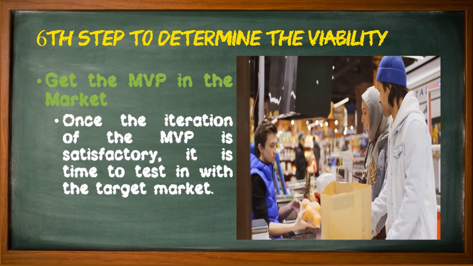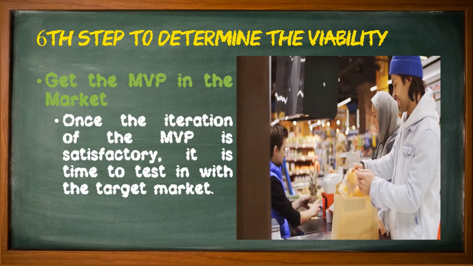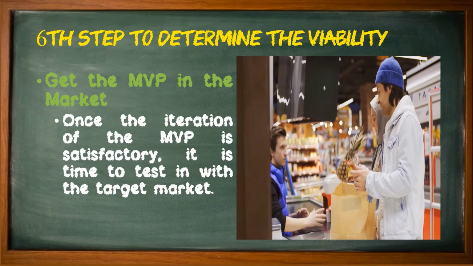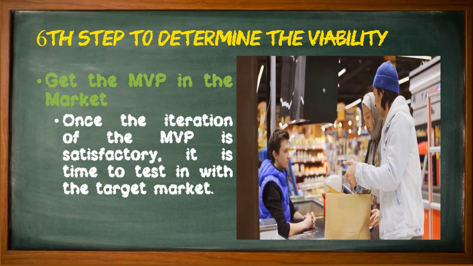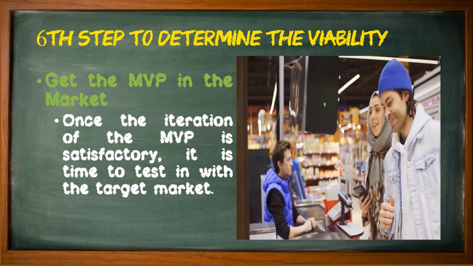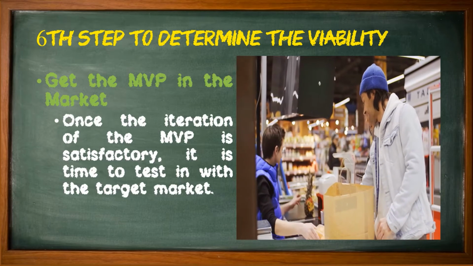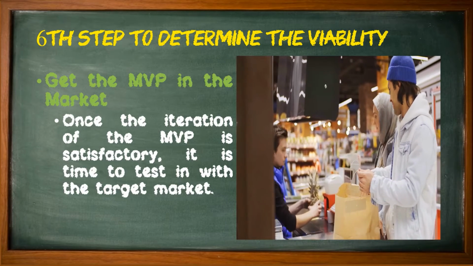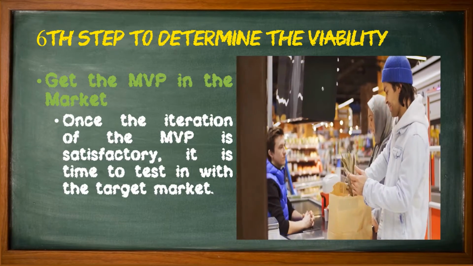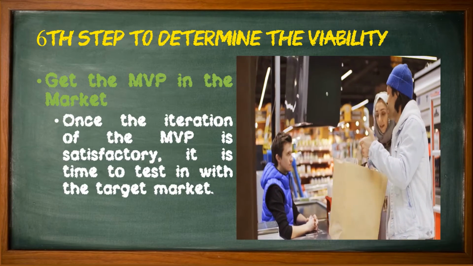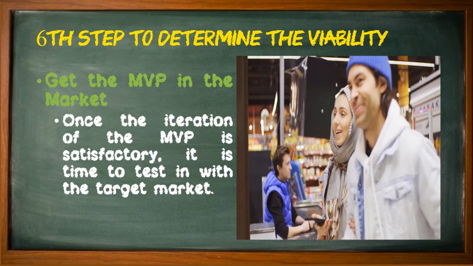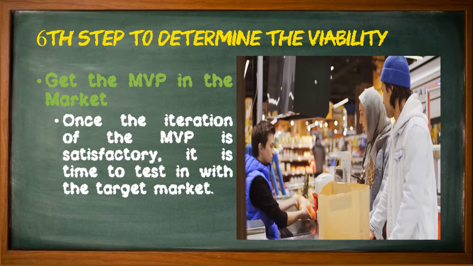The sixth step to determine the viability is getting the minimum viable product in the market. Once the iteration of the minimum viable product is satisfactory, it is time to test it with the target market. The feedback received will be used as a contribution in guiding the direction of the product. The integrity of the data is essential in this final step.